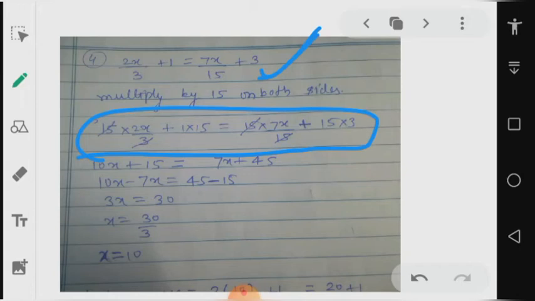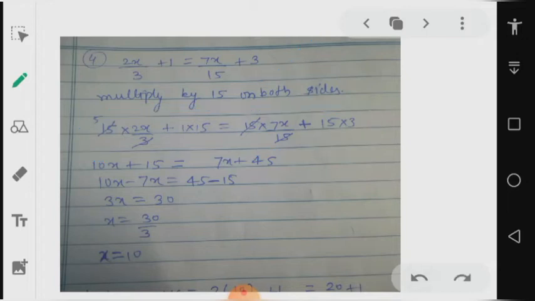So first, 2x upon 3 multiplied by 15, then plus 1 into 15, and so on. We want to balance it. Okay, cut the numbers which can be cut. As you can see, 15 is cut by 3, so it is 5 on the left hand side, and on the right hand side 15 is cut with 15. In both the circles we have cut the numbers to make it simpler.